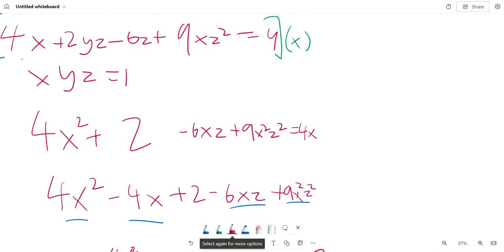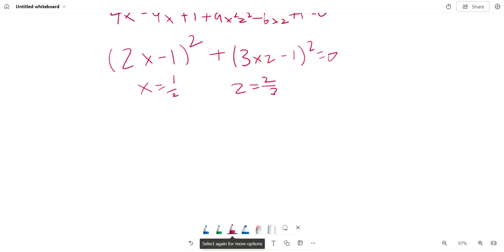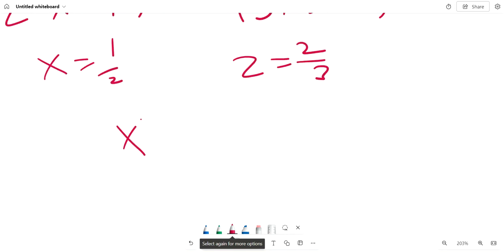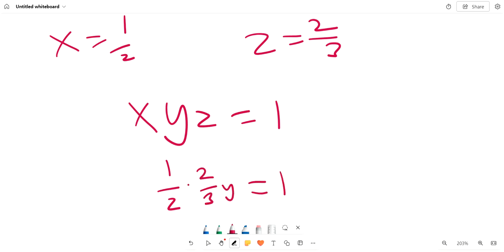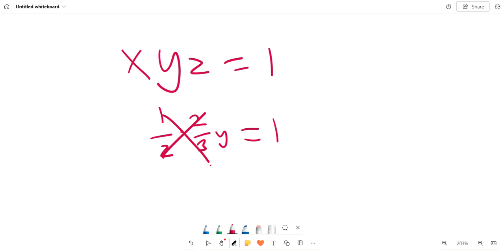And we get this equation here, and we rewrite it here: xyz equals 1. So we substitute in 1 over 2 and 2 over 3. So 1 over 2 times 2 over 3 times y equals 1. Cancel these two, and we multiply by 3. So we get y equals 3.